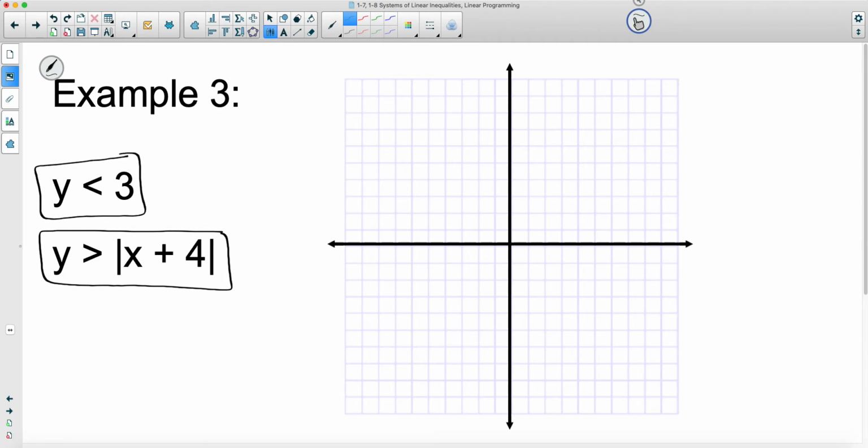So remember, if it's a y equals or an x equals, excuse me, if that's going to be a horizontal or vertical line, you think about which axis it's going to hit. So if I drew a line, this one is only going to hit the y-axis. So I'm going to hit the y-axis at 3. So I start at 3, horizontal line, and it's a dashed line.